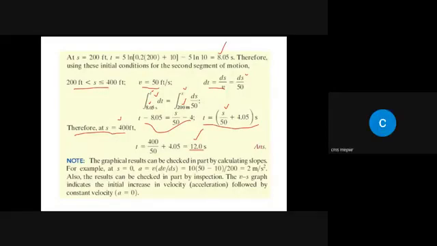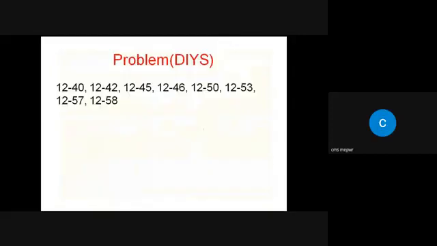Yes, sir, understood. Okay, so the problems given over here, you need to try these problems as your practice problems. It is from R.C. Hibbeler book.